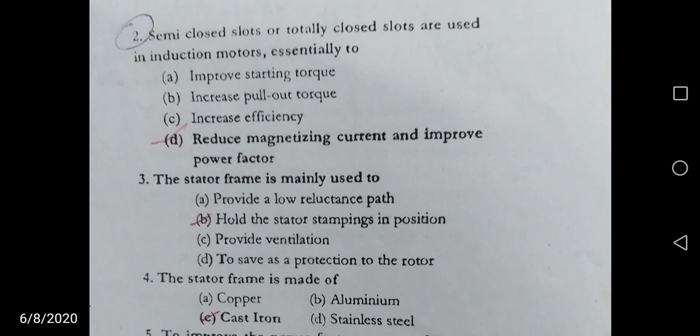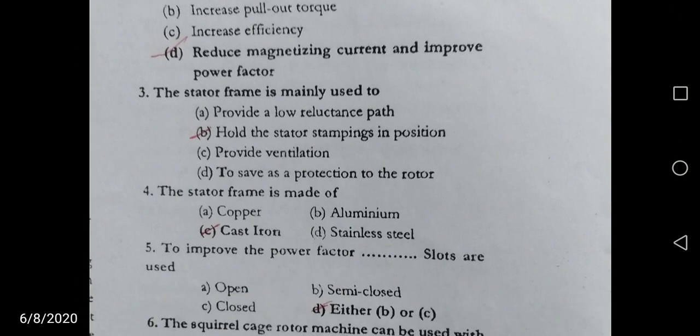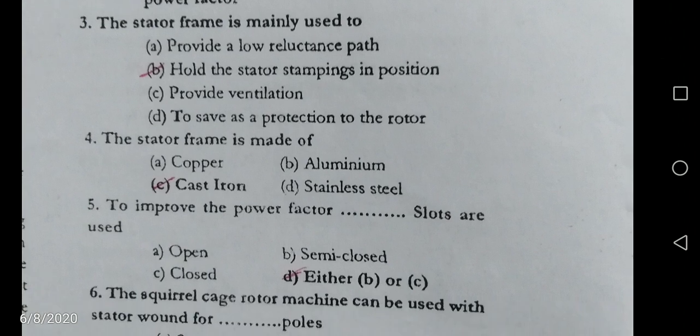And provide ventilation, no need to save it as a protection to the rotor. It provides protection to the total machine, but answer B is correct because it holds the stator stampings in position. The stator frame is made up of cast iron.